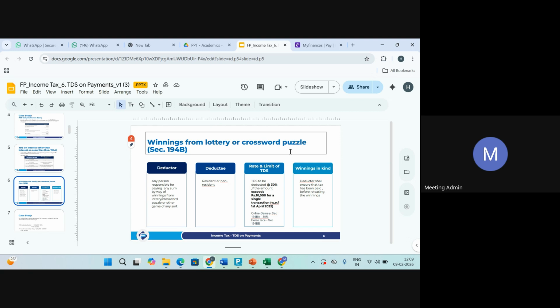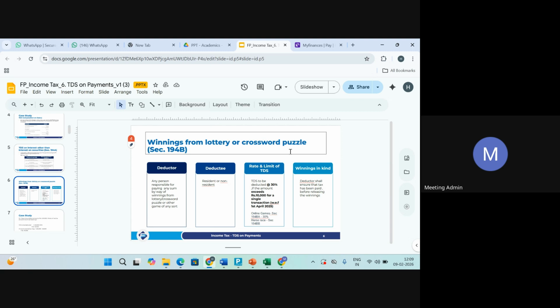Deductor: any person responsible for paying any sum by way of winning from lottery, crossword puzzles, or other game of any sort. Since it is a direct tax, anybody can be responsible. But they have to pay a certain amount, or else automatically the IT department will come to your home.